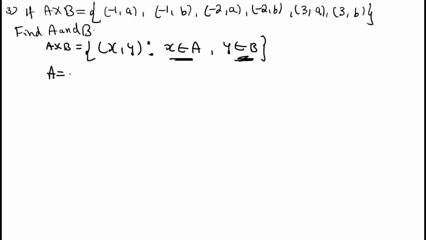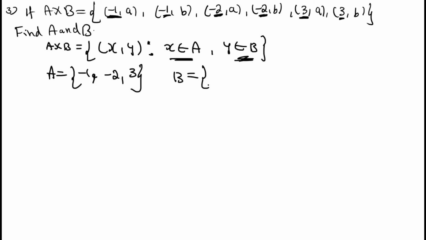So A is equal to, what are the first elements? Here see, -1 is there. Here already we wrote -1. While writing a set in roster form, repetition is not allowed. Then what's the first element? Here you can see -2. We already wrote -2. Then you can see first element 3. Here also first element 3. We already wrote it. Okay. Therefore, set A is equal to {-1, -2, 3}.